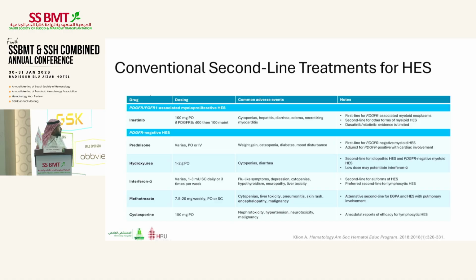then maintaining a patient on 100. Second line also for TKIs, more commonly known dasatinib and nilotinib, the data behind it is very scarce. This is why I couldn't bring it up. If it's PDGFR negative, you think about hydroxyurea, interferon alpha, and sometimes rarely use methotrexate or cyclosporin.